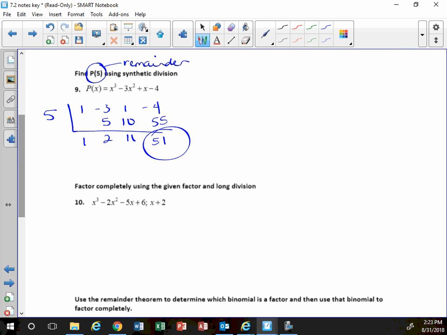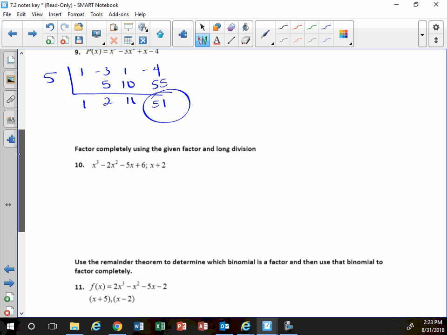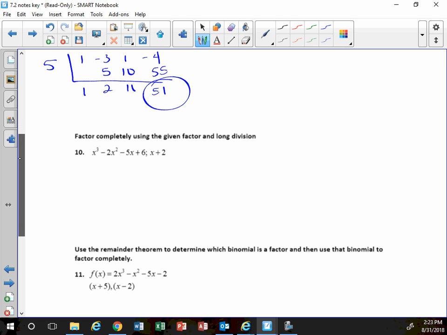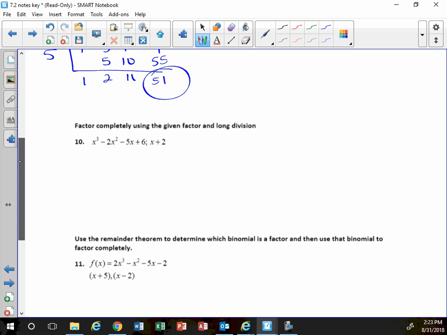All right, next part here, factoring. Factoring never goes away. It says factor completely using the given factor and long division. You don't have to do long division on this one, just divide whatever way you want. I'm going to do synthetic division, okay?